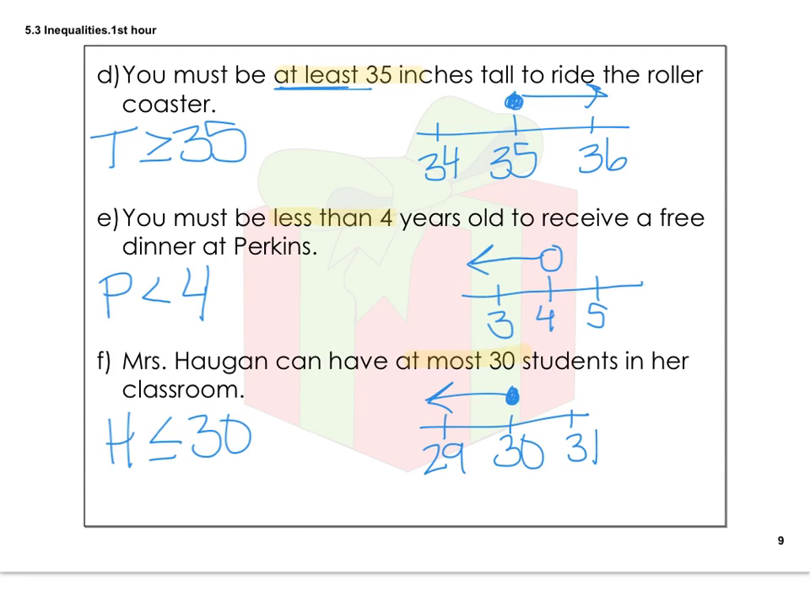In example F, it says "at most 30." So at most means that I can go up to 30, but I can't go over. So I'm going to have a closed circle at 30, and I'm shading to the left. So I have H is less than or equal to 30 for my inequality. If you guys have questions about any of these, help each other out, see if you can figure it out.